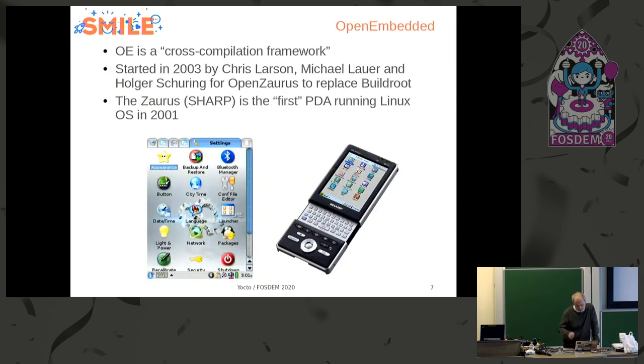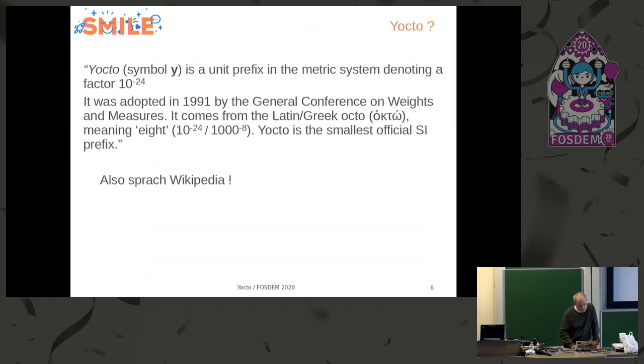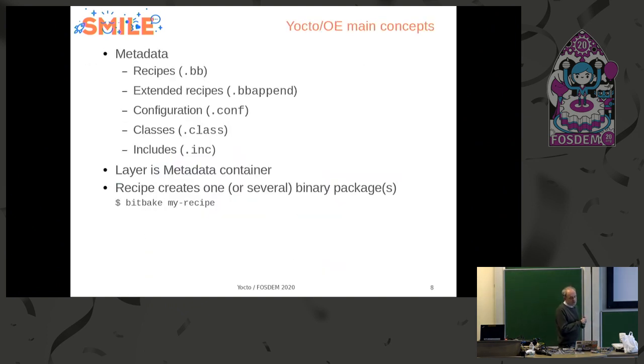So Yocto is based on OpenEmbedded. It's a prefix for the international system of measures. And the Yocto main concepts are the metadata, the recipes, the extended recipes. So we will create an extended recipe with tools during the conference. The configurations, the classes, includes, and the layer which contains the metadata. And for building a recipe, you have to do bitbake my recipe, and it will create a package you can install. So you can integrate the package directly in the image, or you can install the package using a package system such as IPK, RPM, or DEB. My system, as it is a small system, I use IPK.